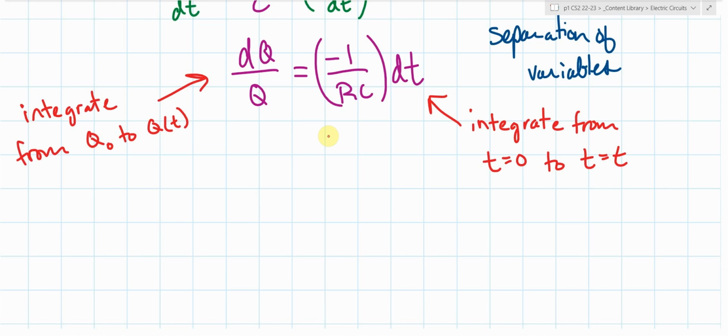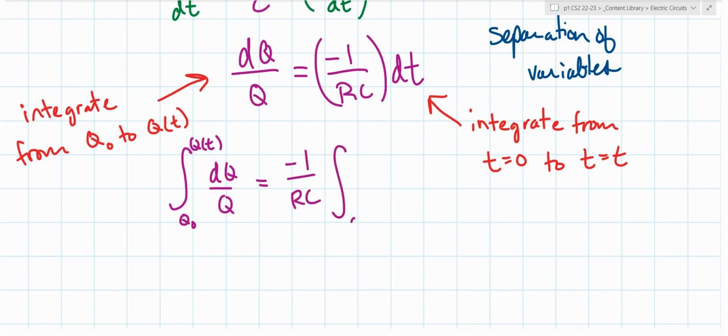So if you do that, here we go. It looks kind of funky. We're integrating from Q naught to Q of t. You can also just put Q with the implication that it's Q at time t, but I'm just going to write out Q of t. So the integral of dQ over Q equals, on the other side, negative 1 over RC. Those are constants, so I'm going to pull that out the front. And then I have the integration from 0 to t of dt. There we go.